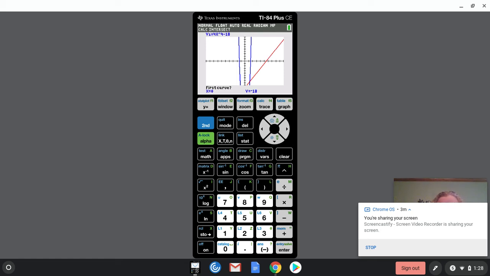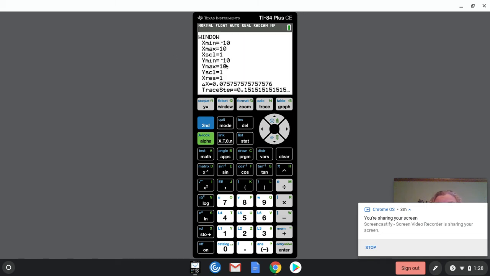And I notice it's way down low. I can't even see it. So this would be a good time to go to window. Okay, and we're going to change the window. So the lowest value for y right now, down the y-axis is negative 10. But I'm going to change that to say negative 20. Make sure that you use the negative sign for this and not the minus sign. Okay, hit enter.